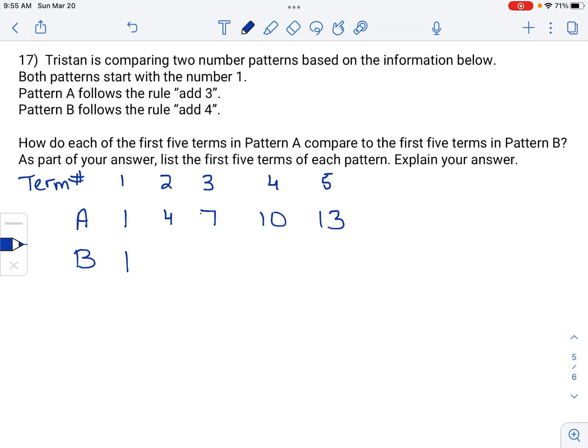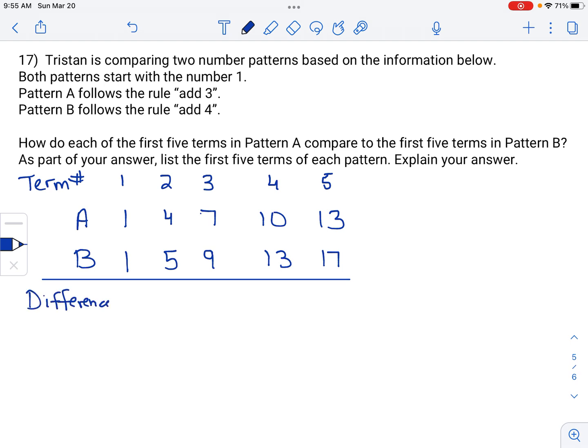Now, pattern B, we're adding 4 each time. So the next number would be 5, then 9, 13, and 17. All right, so what do we notice when we compare pattern A and pattern B? Well, the difference between them is increasing.